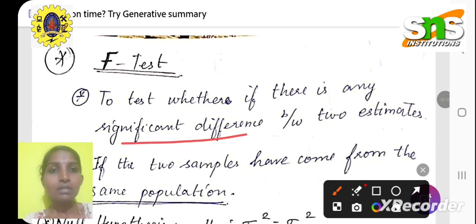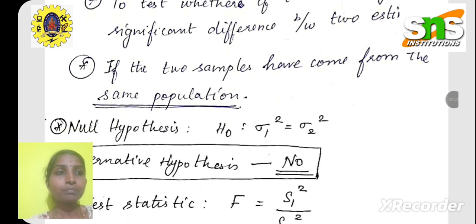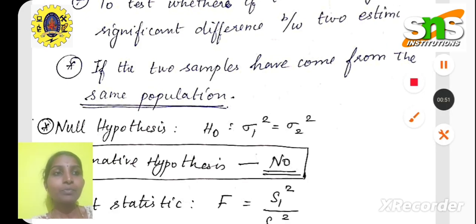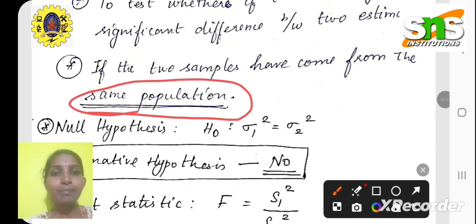So this is the first point: if there is any significant difference between the two estimates or not. Second point: if the two samples have come from the same population or not. So whether the given two samples have come from the same population or not. The phrase same population is the keyword to identify whether it is an F-test or not.